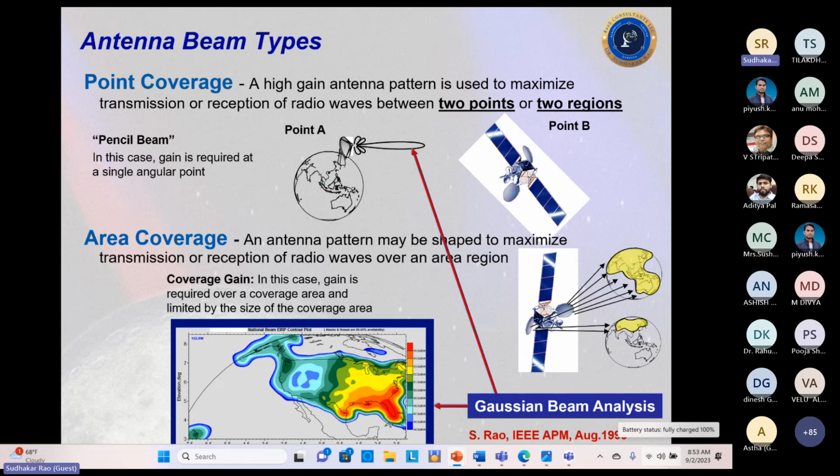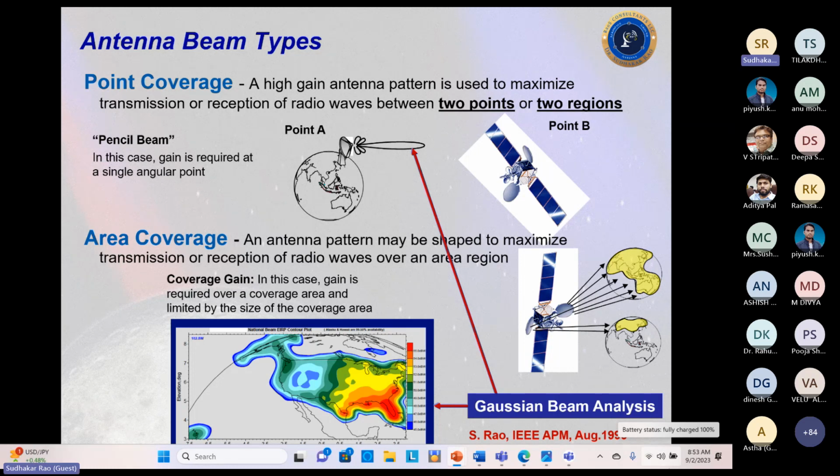So beam types, I think point coverage, because that's basically point A to point B. So point A is on the ground and point B is on the satellite. So basically you communicate between them. Sometimes it's not point to point. Each beam has certain, it's a pencil beam or spot beam, we call it. So it has certain beam width. So maybe 3 dB beam width or 2 dB beam width to cover a small area, maybe 1 degree or half a degree. So then I think it covers the region on the ground.